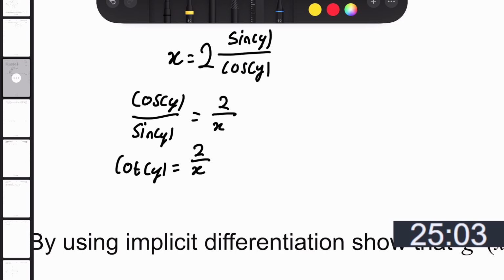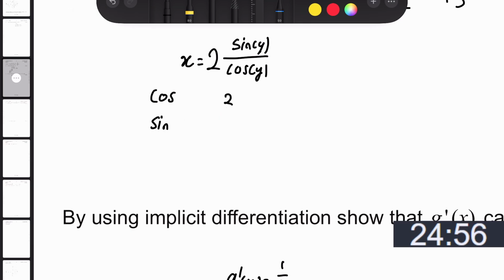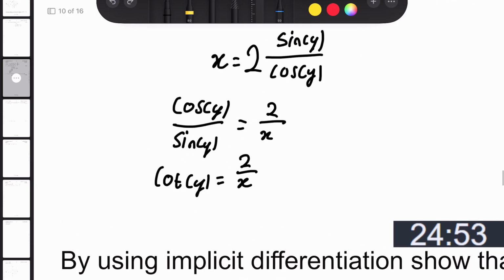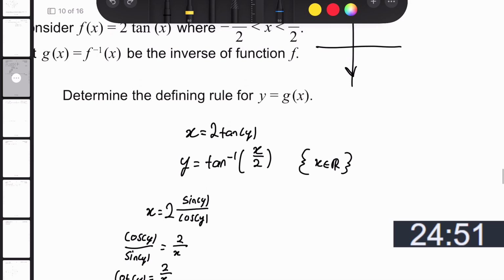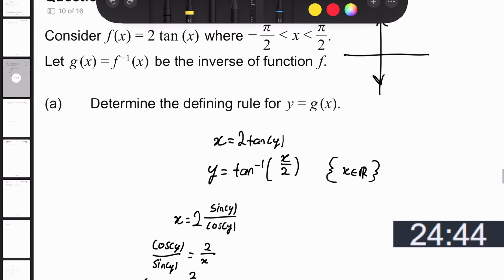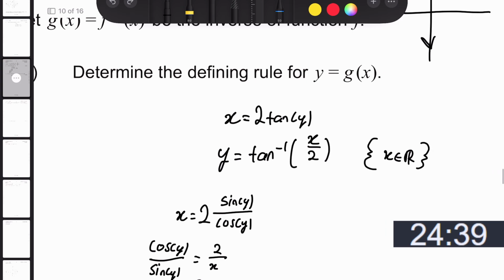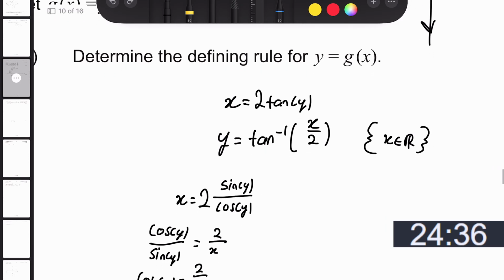I don't get this, chat. I am not getting it. By using implicit differentiation, wait, for y equals g of x. I'm actually so lost right now.